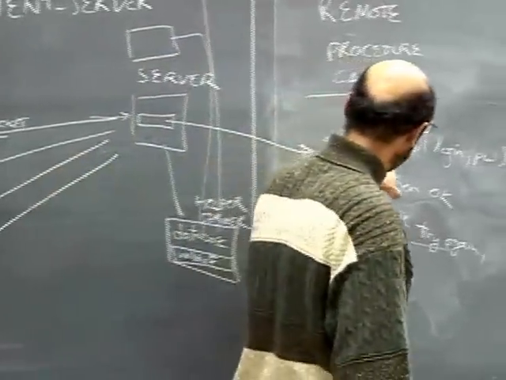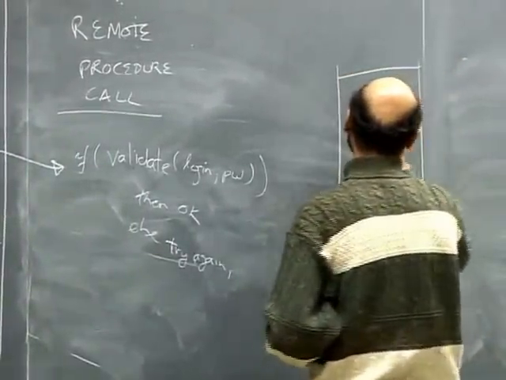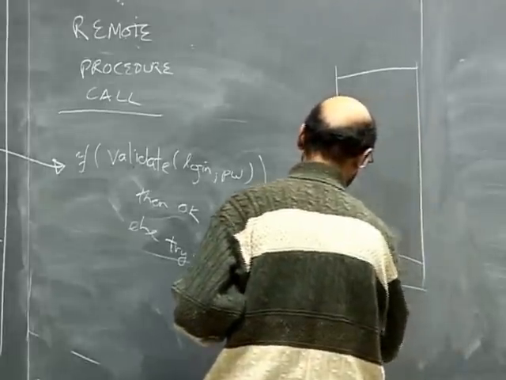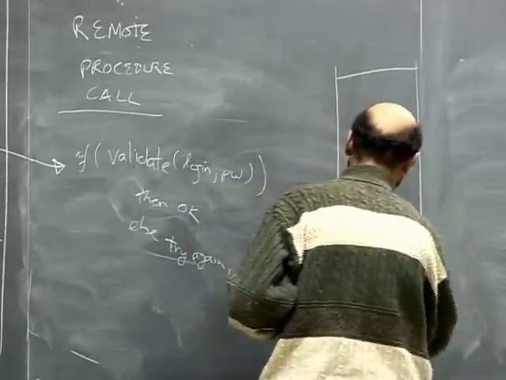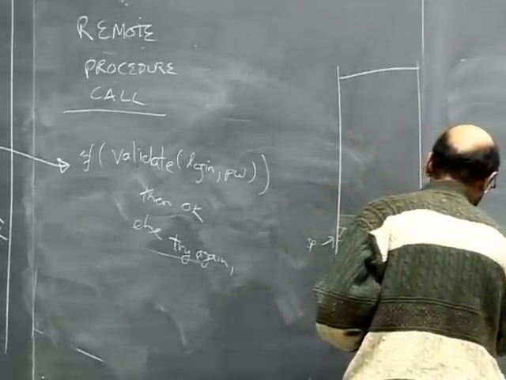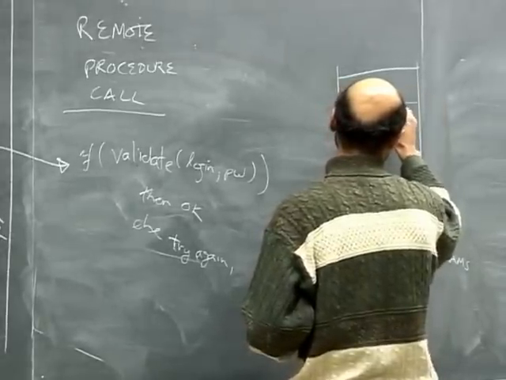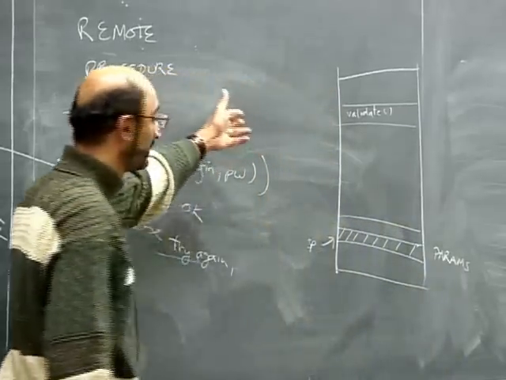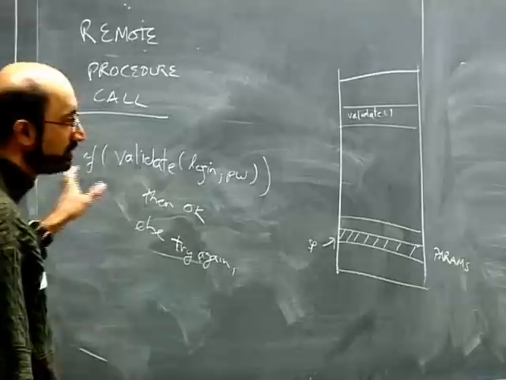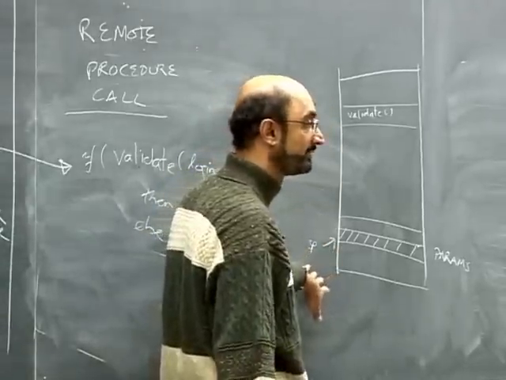When we call validate, this is what the memory looks like. So we have some stack pointer, and over here some parameters. And the validate is some program text that's sitting over there. That's the instructions. So this is what happens when we have a local call to validate, right? So we have some code over here, and we have some parameters over here.